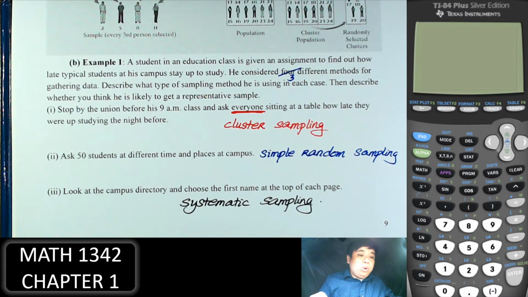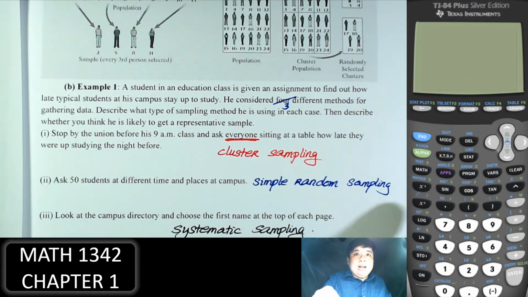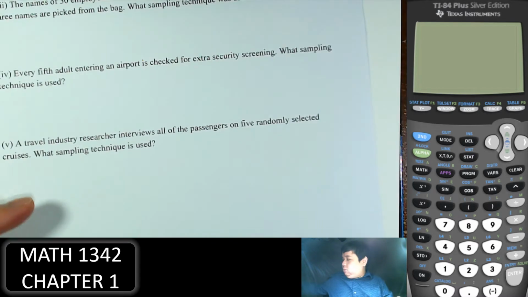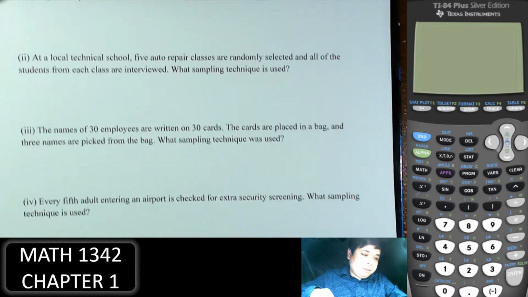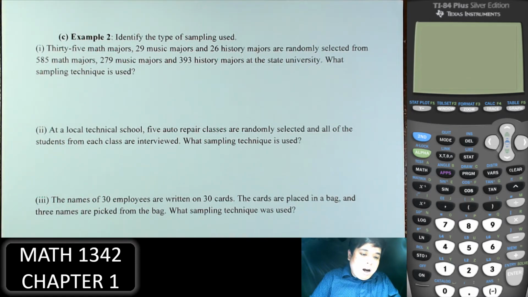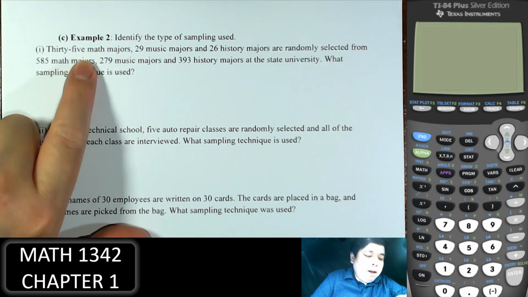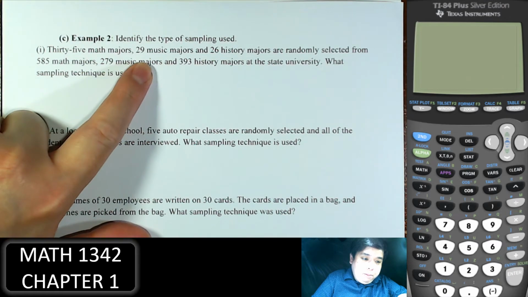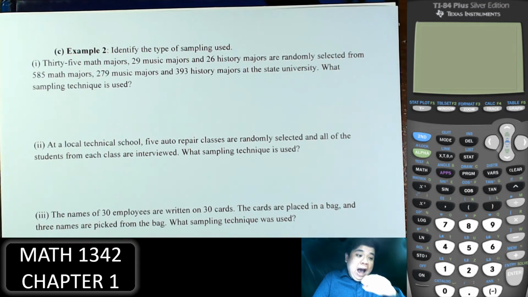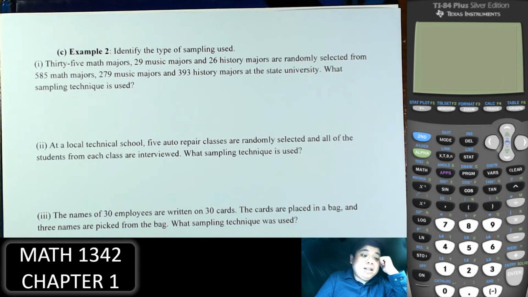So in this section we need to distinguish the type of sampling so that the sample will well represent the population. Right, so determine the type of sampling used. 35 math majors, 29 music, and 26 history majors. I'll randomly select from those. What sampling technique is that?